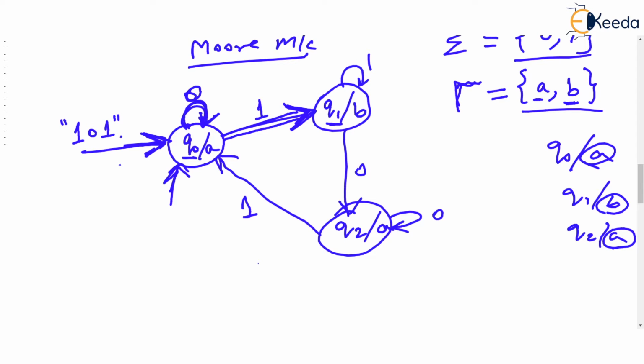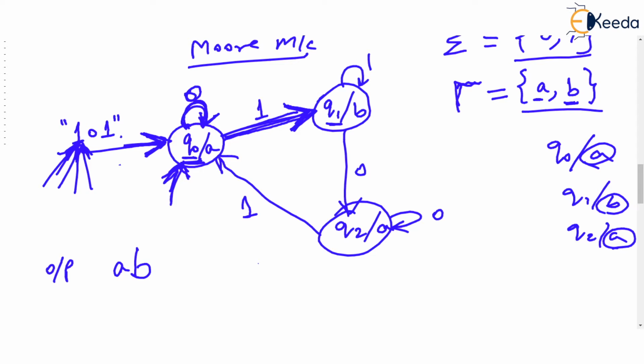Look, as soon as it enters Q0, it will output A. It has not even read the first letter. First letter 1 is not even read, but machine is in Q0, so it will output A. Now, in the Q0 state, machine is reading 1, the first input. And after reading 1, Q0 goes to Q1. So in Q1, once the machine is in Q1, it will produce B.